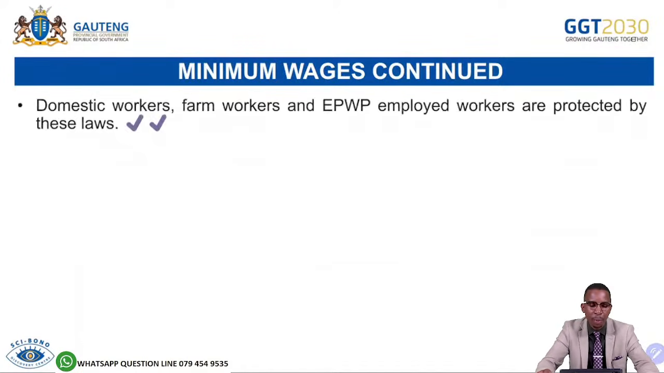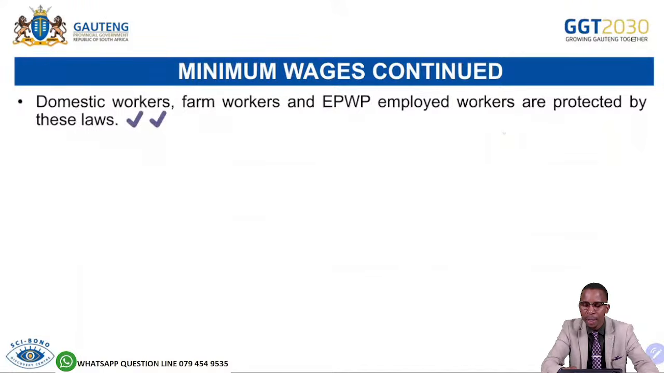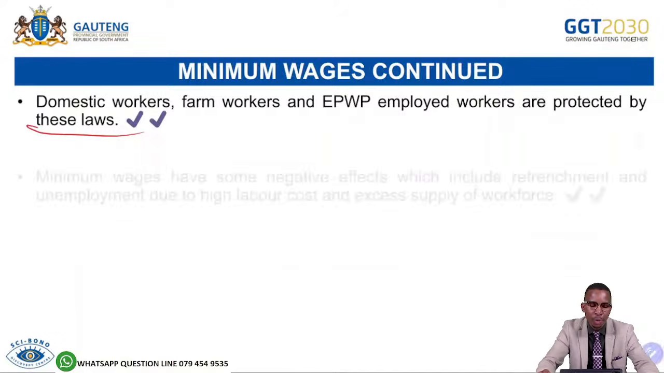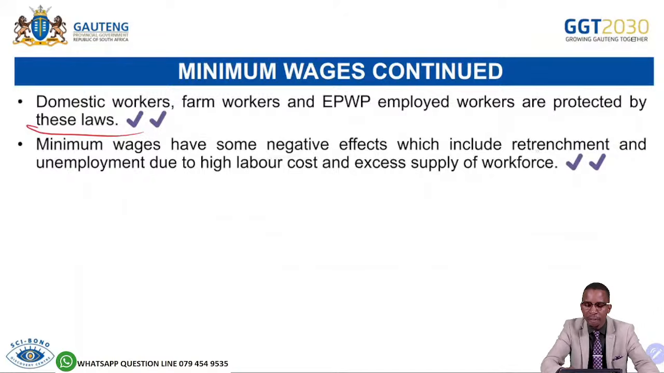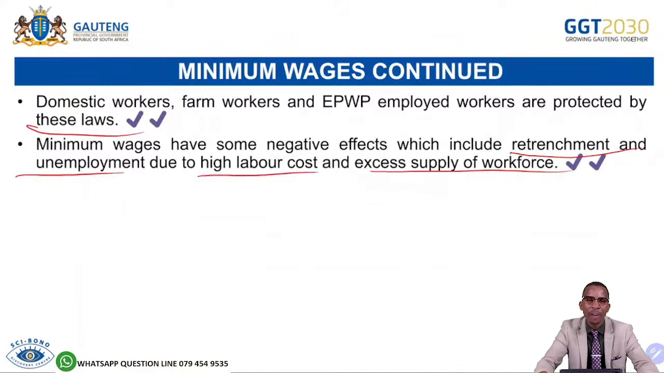Then we continue. Domestic workers, farm workers, EPWP, as well as internship programs are protected by these laws, which include minimum wage. Minimum wage has some negative effects, which include retrenchment and unemployment due to high labor costs and excess supply of workforce. We know that if ever minimum wage has been implemented, there will be retrenchment because labor costs tend to increase and firms find it expensive to employ workers.